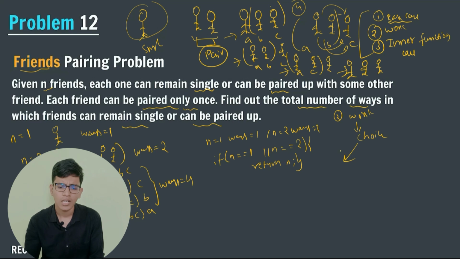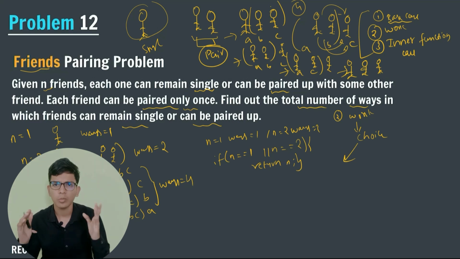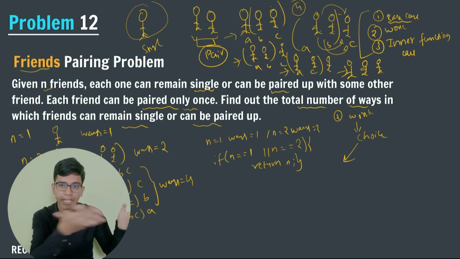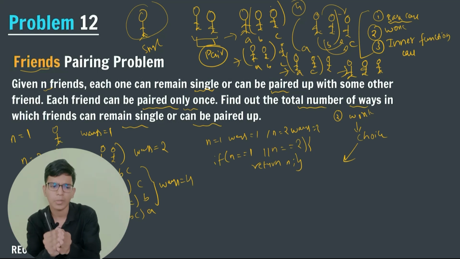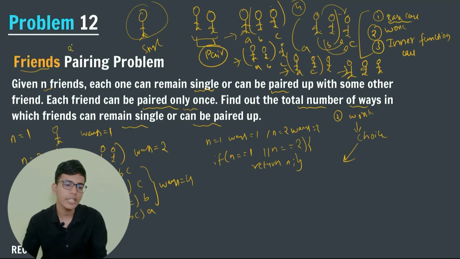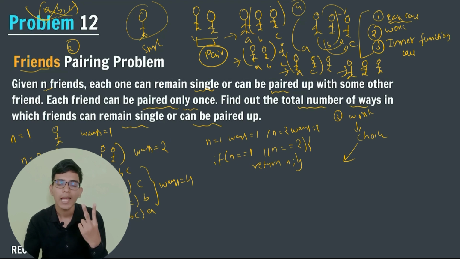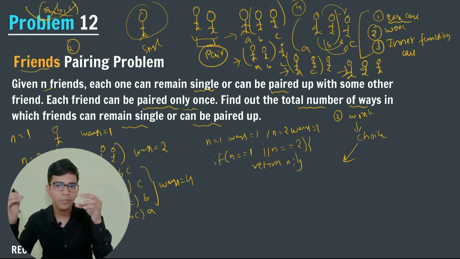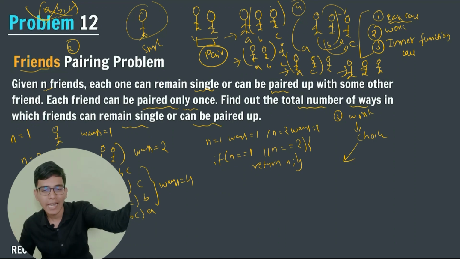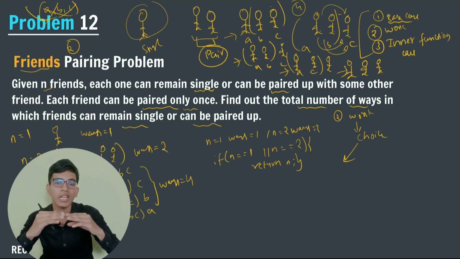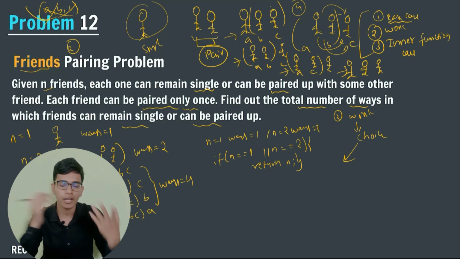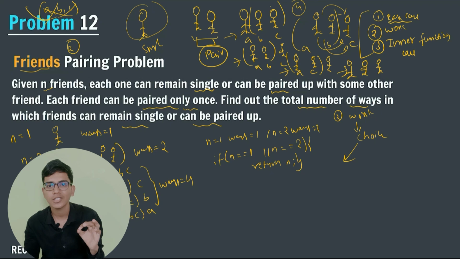A person can make a choice, right? Suppose I am in the group, I can make a choice. I can either want to be single, or I can pair with a particular person. And pair means only two persons. Remember guys that A, B, C can't form a pair. Pair means only two people. And if a person pairs with another person, then he can't pair with anybody else because he is already paired with some other person, right? I hope you understood, right?